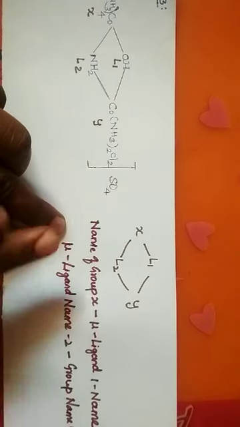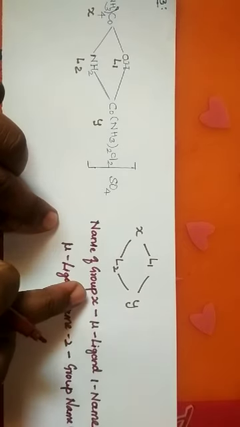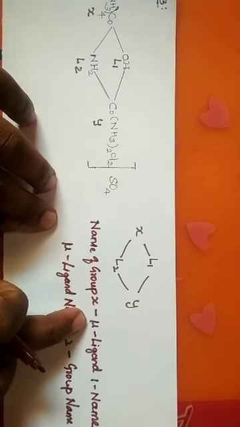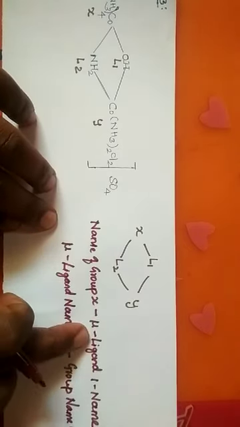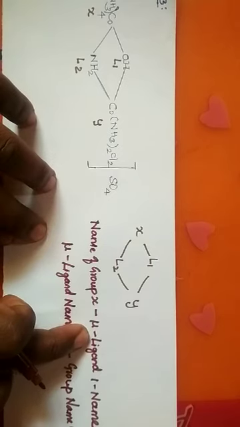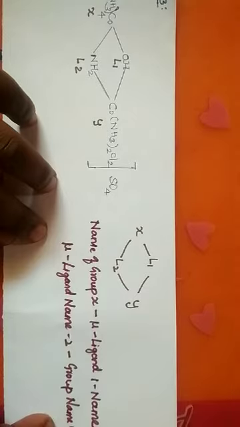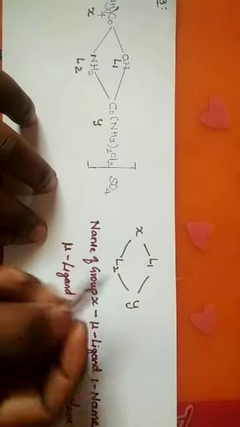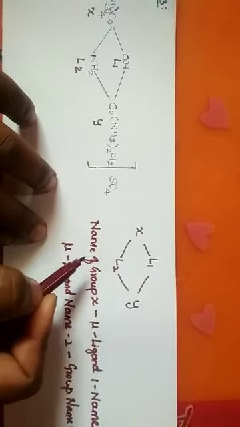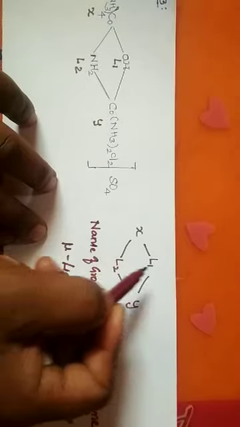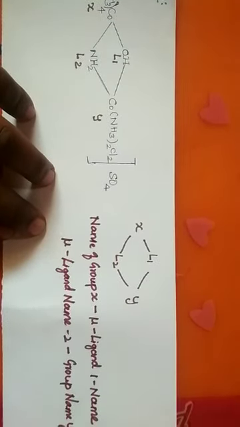How to write it: the name of the group X, then ligand 1 name, mu indicating the bridging ligand, and ligand 2 name, that is mu, and finally you write the group name Y. If you get confused about which of L1 and L2 to write first, you can go through the alphabetical order.